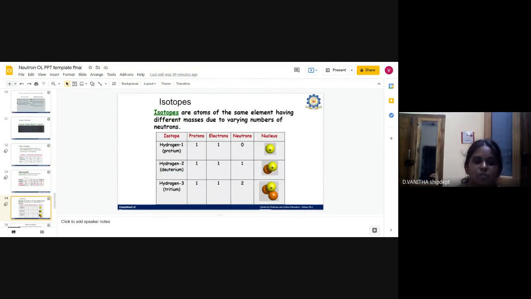Next is isotopes. The neutron number decides the isotopes. Isotopes are atoms of the same element but having different mass numbers. For hydrogen, there are two types of isotopes available, deuterium and tritium. In these, the proton and electron numbers are the same, but the neutron number is varying. From this, it is concluded that this is an isotope.